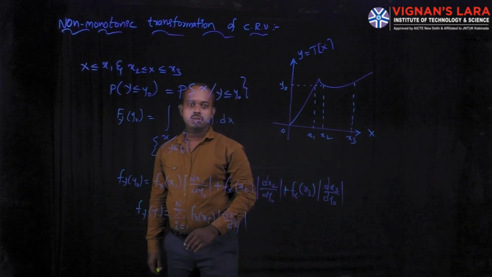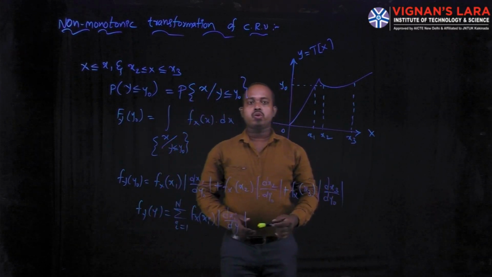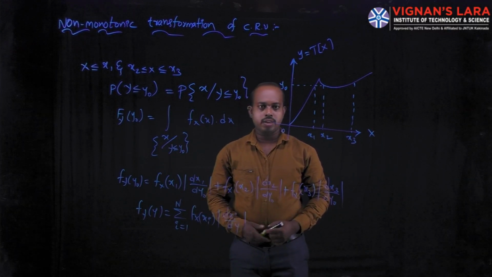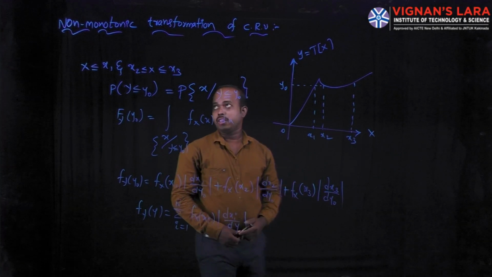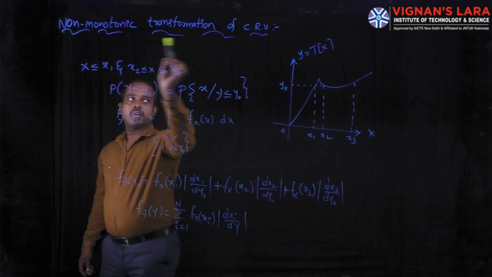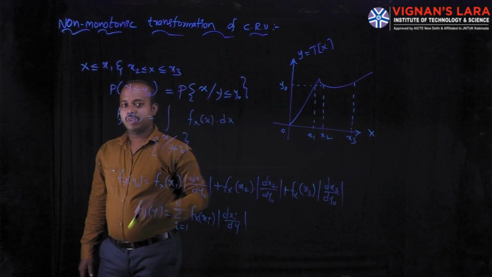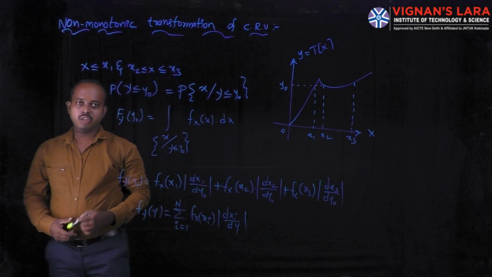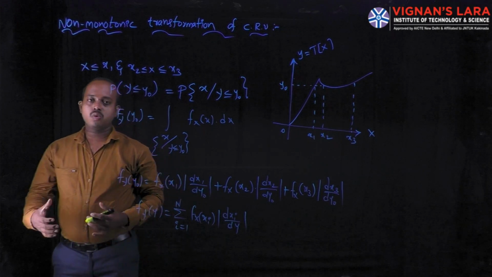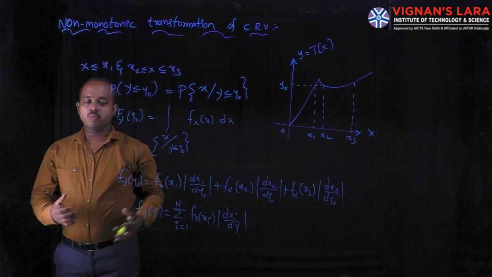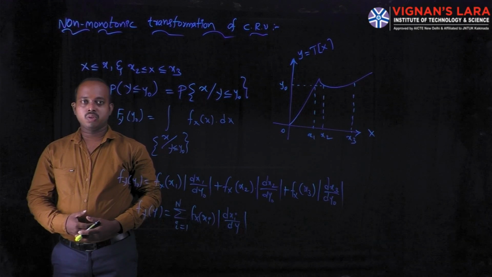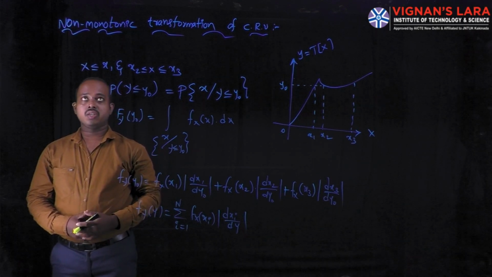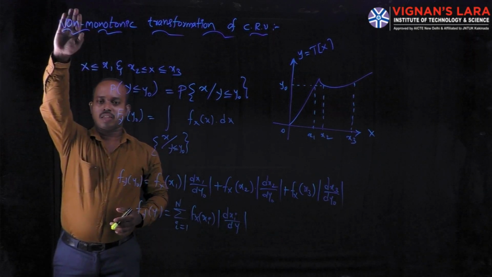Good morning, students. Today in class we are going to discuss the second method under continuous random variables, which is the non-monotonic transformation of a continuous random variable. In this topic we can define how to change more than one random variable to a single random variable. In the last session you saw only some monotonic transformations.